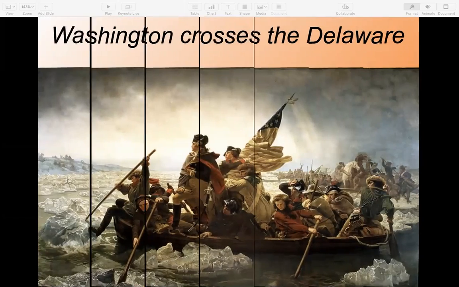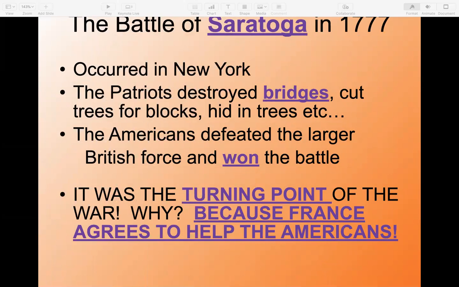Washington crossed the Delaware. The Battle of Saratoga in 1777 occurred in New York. The Patriots destroyed bridges and cut trees for blocks. The Americans defeated the larger British force and won the battle. It was the turning point of the war. Why? Because France agrees to help the Americans.